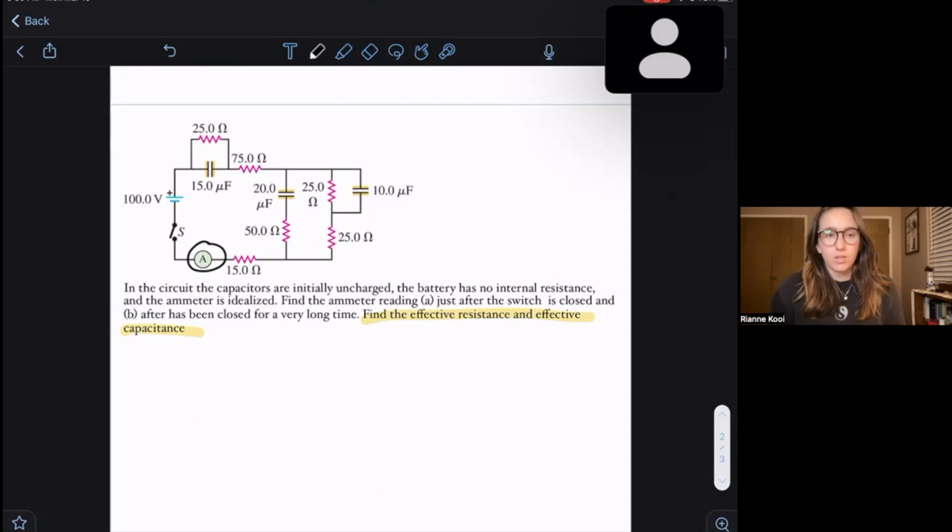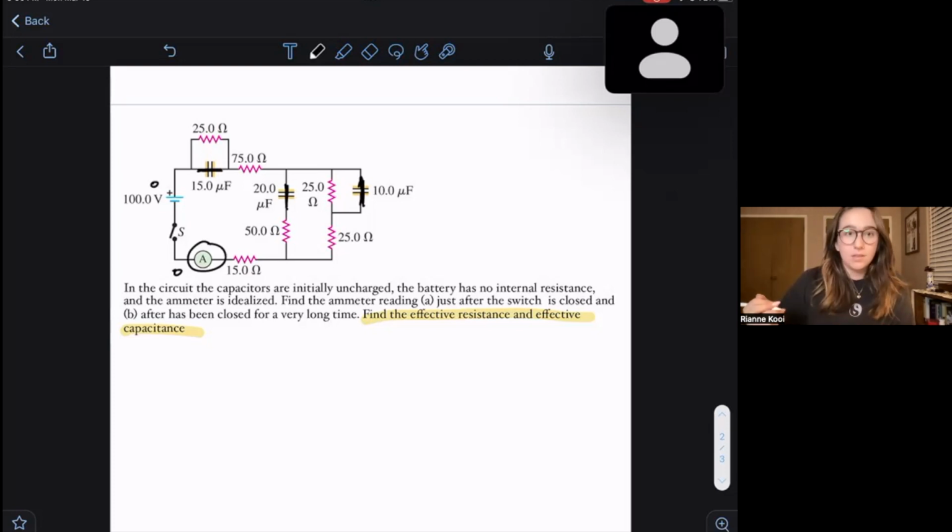So we want to find how much the voltage drops from right here to here. When it says just after the switch is closed, what that means is that the capacitors in our circuit effectively act as a wire instead. So charge is just flowing right through them. So yeah, it's just effectively a wire.